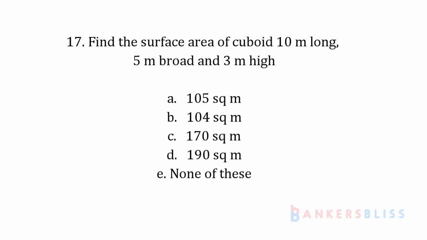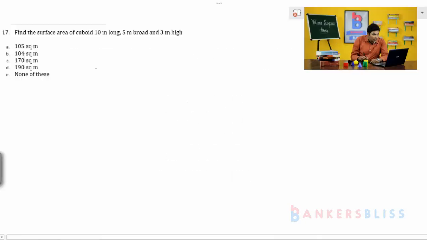Problem number 17, find the surface area of cuboid. So surface area is equal to, what is the surface area? 2 of length into breadth plus breadth into height plus length into height. So this is the formula we use to calculate the surface area, that is 2 into. So length into breadth means 10 into 5 plus 5 into 3 plus 10 into 3.